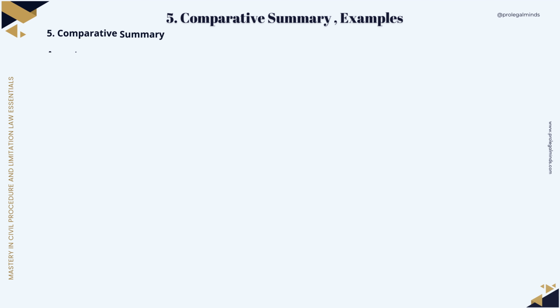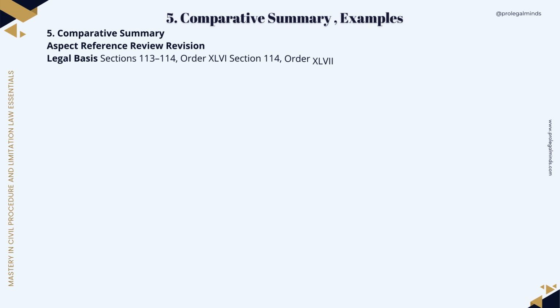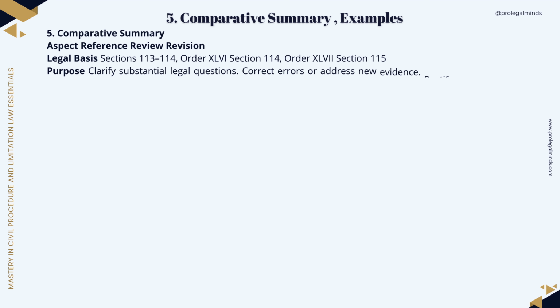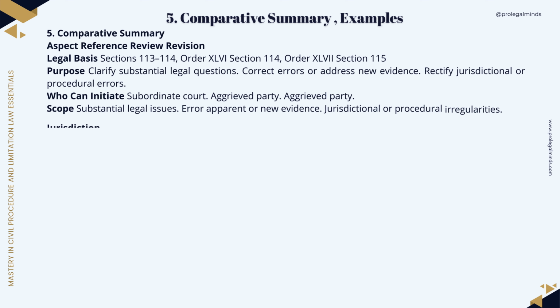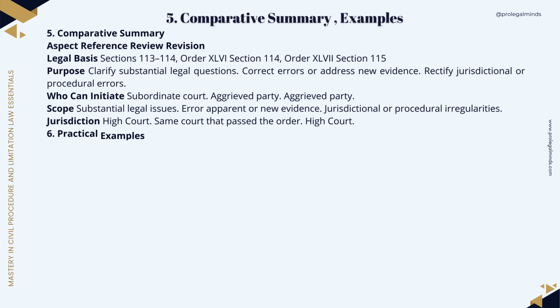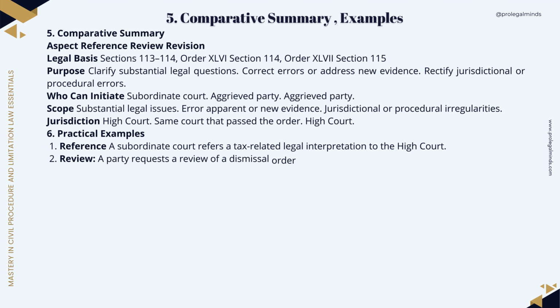Comparative summary. Let's compare reference, review, and revision. Reference clarifies legal ambiguities for subordinate courts. Review corrects errors or considers new evidence. Revision rectifies jurisdictional or procedural errors in subordinate courts.